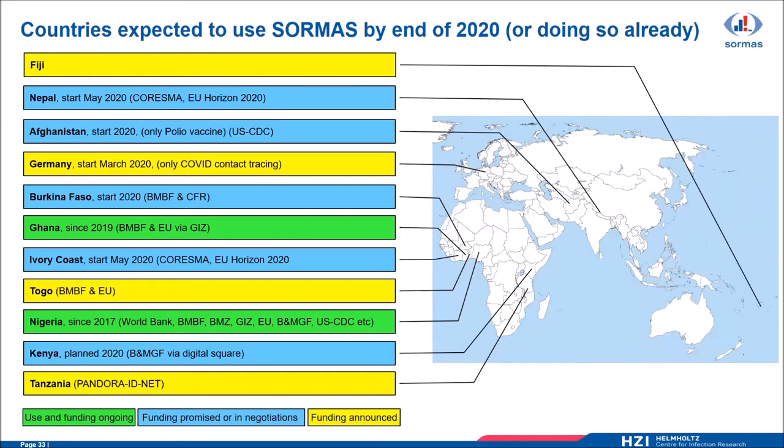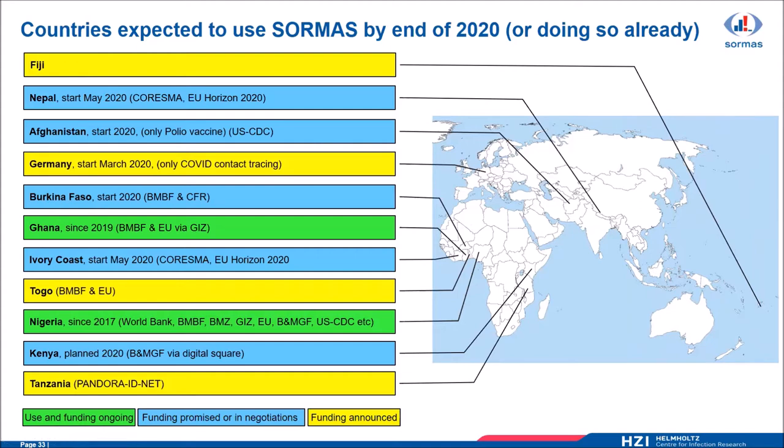This was really interesting because we were able to remotely deploy SORMAS. We're able to remotely train them. We're able to remotely implement. So, of course, we couldn't travel there. You can see where Fiji is. Well, because of the COVID-19, but we're planning to still go there.